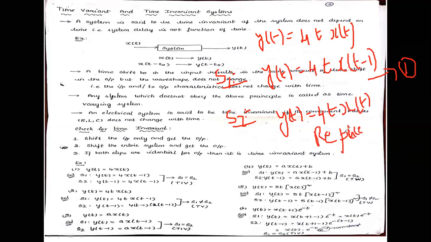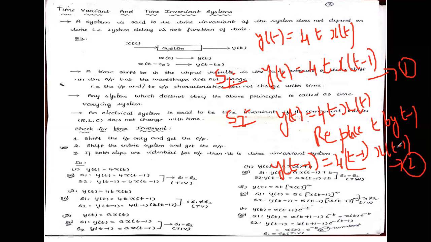The entire system is shifted, which means replace t by t minus 1. So y of t minus 1 is equal to, what is the 4? Here the t is also there, my students. So t minus 1 and x of t minus 1. Now we compare equation 1 and equation 2 on the right hand side. 4t x of t minus 1, but here 4 into t minus 1 times x of t minus 1. So both are not equal. So S1 is not equal to S2, step 2.